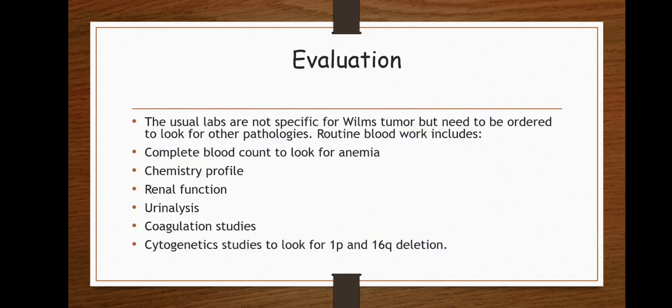So evaluation of a patient with Wilms tumor: the usual labs are not specific for Wilms tumor, but they need to be ordered to look for other pathologies. So routine blood work includes complete blood count to look for anemia, biochemistry profile, renal profile, urinalysis, coagulation studies, cytogenetic studies to look for 1p and 16q deletion because these are associated with Wilms tumor.